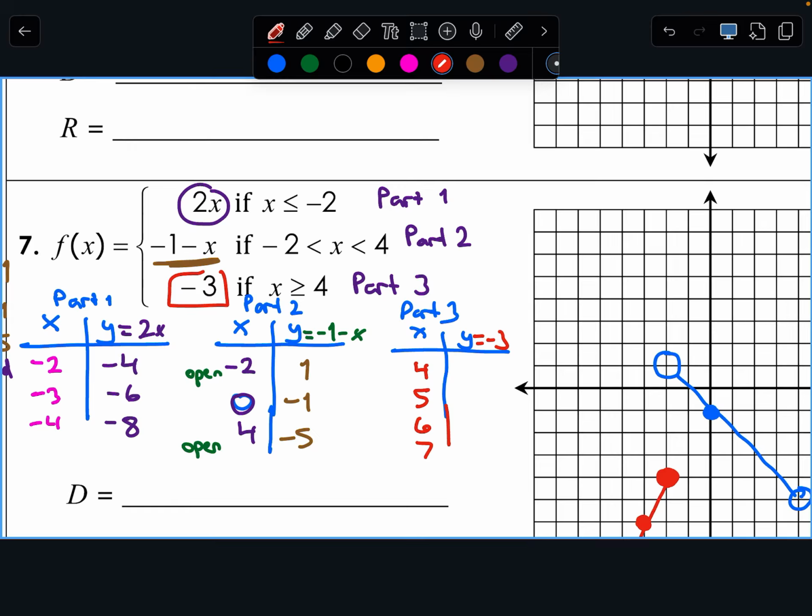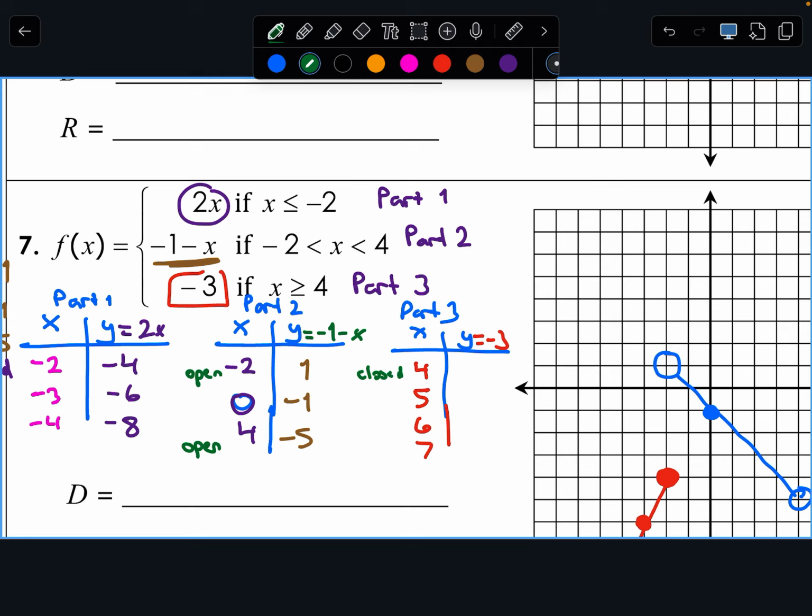It says greater than or equal to, right? So we're going to put a closed circle. Now, we don't have to worry about the other ones because the rest of them are just other points. There's only one endpoint. So now, the good thing about a problem like this is it says y equals -3.